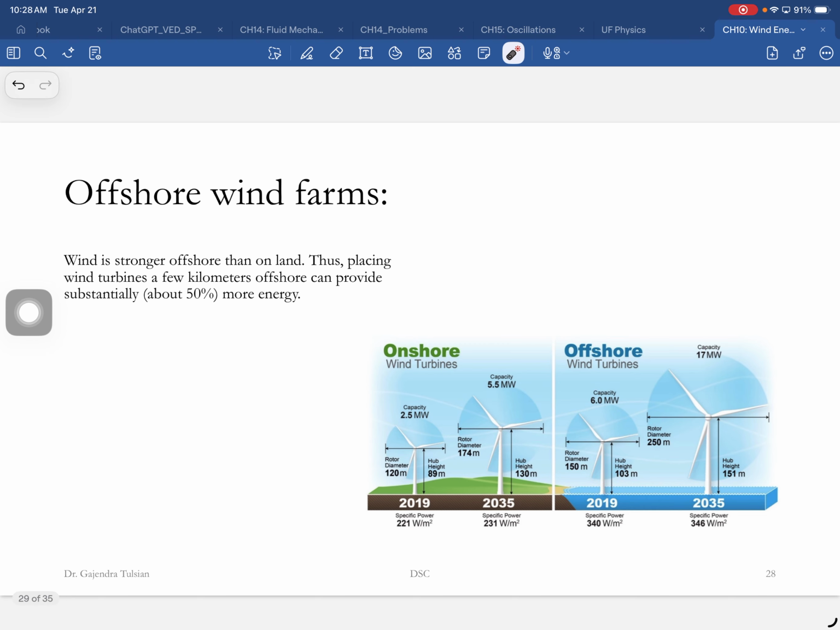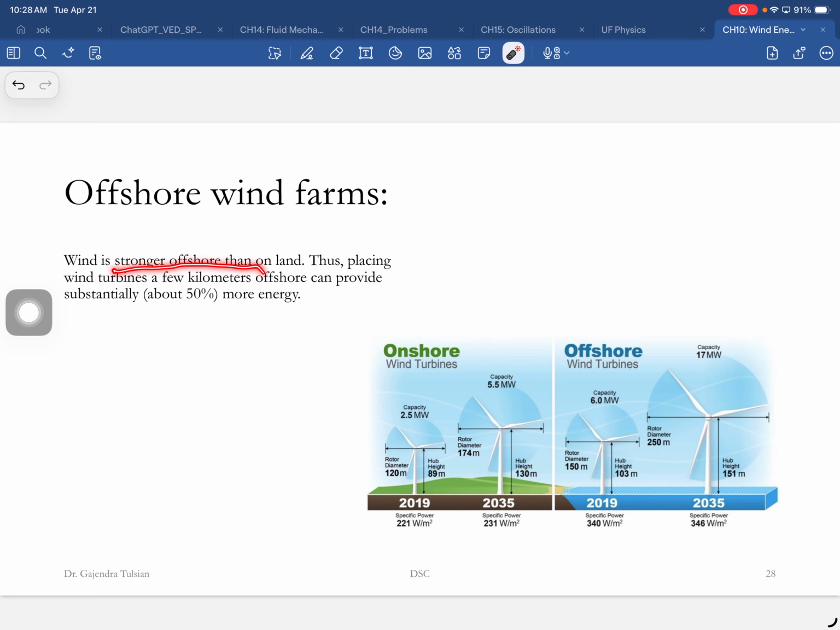Onshore wind turbines have a wind capacity of 2 to 3 megawatts. This is in the future. We hope to build, see, the hub height is 130 meters. Right now it's about 100 meters. Offshore wind turbines, look at that. The power is 3 times greater. So if this cost is twice this cost, you're still going to build this. You're getting 3 times the power.